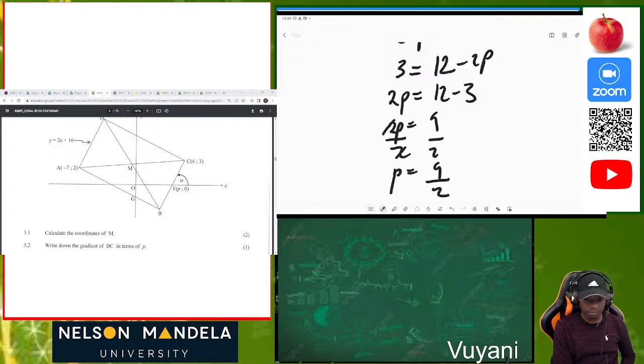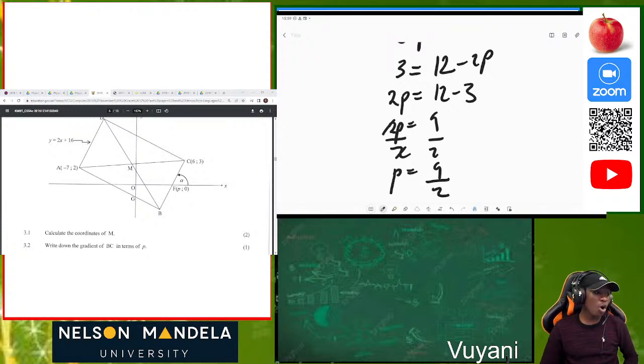So what did we do? We used our gradient which we calculated initially. What does this tell you? It tells you that in all the questions which we tackle, we use the previous question to get the next question, and we use the next question to get the other question. So that's how it always works.